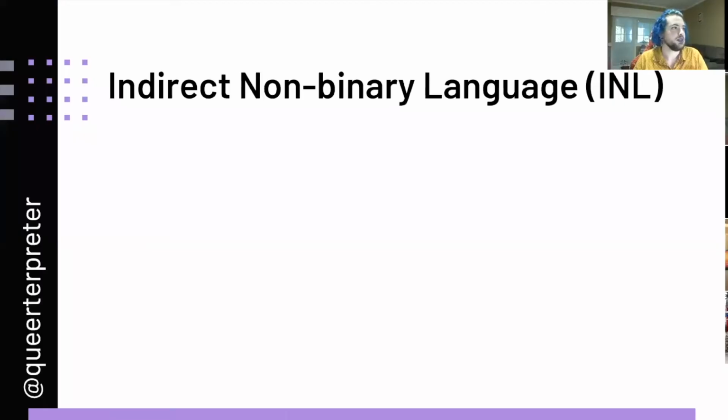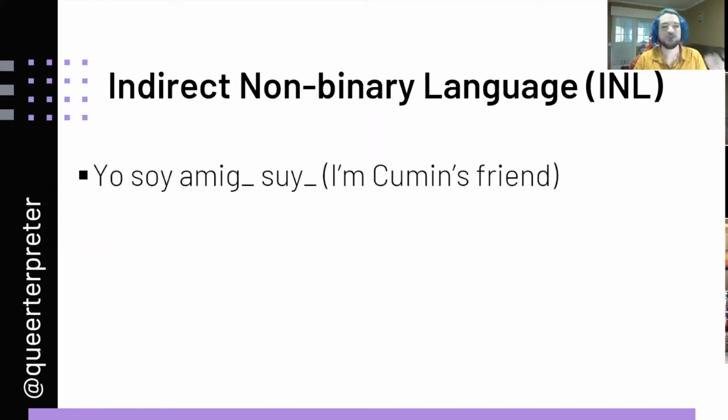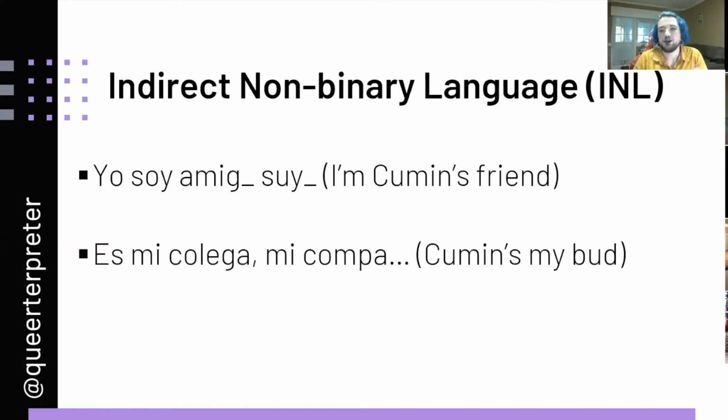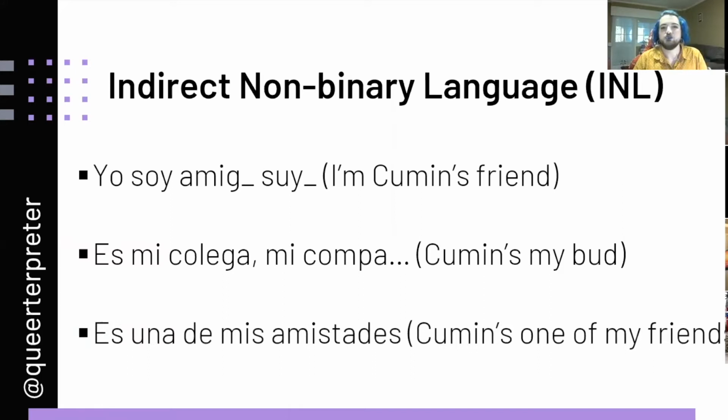The opposite of direct non-binary language would be indirect, surprise. And that same sentence we could express in a couple of different ways, like yo soy amiga suya, I am Comino's friend, or I am their friend, but there's no gender in this one. Or es mi colega, mi compa, like Comino is my bud. Or es una de mis amistades, like Comino is one of my friendships. And while all of these do portray pretty much the same information, that's not the same sentence. So you really can't say, ella es mi amiga, él es mi amigo, es mi amistad. Like that's not the same thing, right? It changes a little bit.